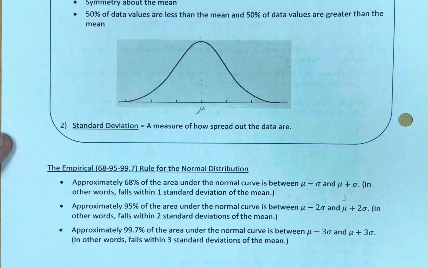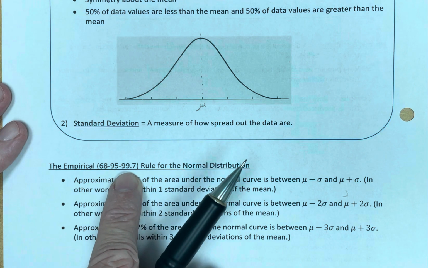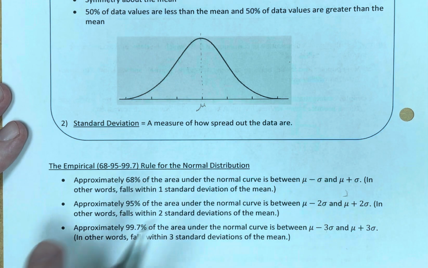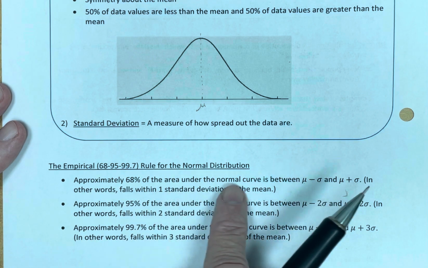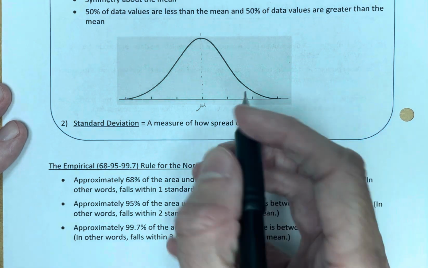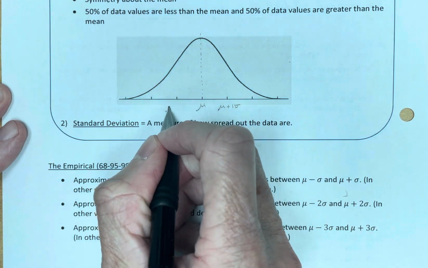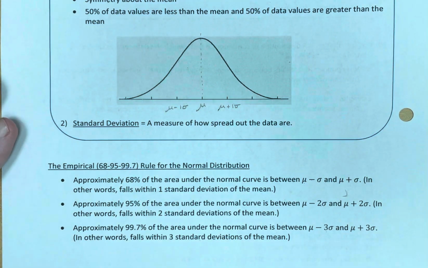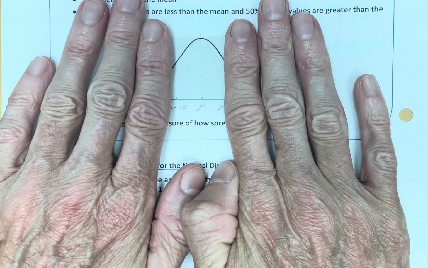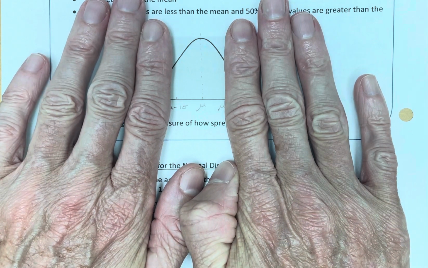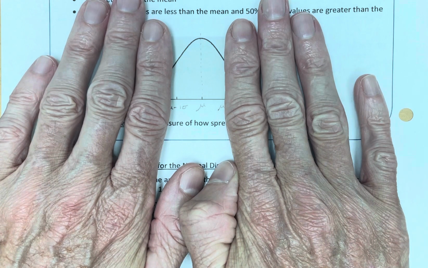The empirical rule tells us, the empirical rule being 68, 95, 99.7, for a normal distribution, the following: approximately 68% of the area under the normal curve is between the mean plus 1 standard deviation and the mean minus 1 standard deviation. So between here and here lie approximately 68% of the data. Just over 2/3 of the data will fall in this close-in range next to the median.